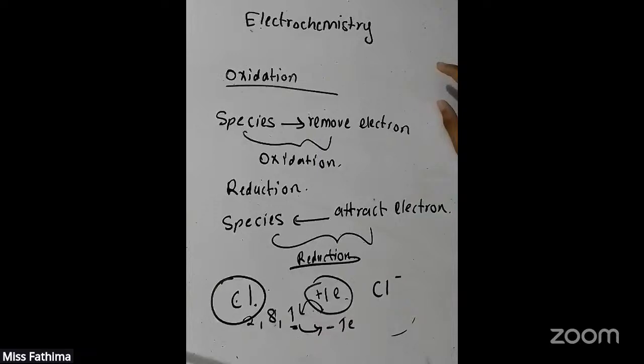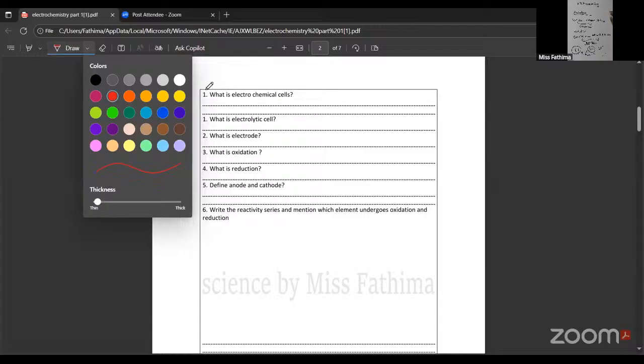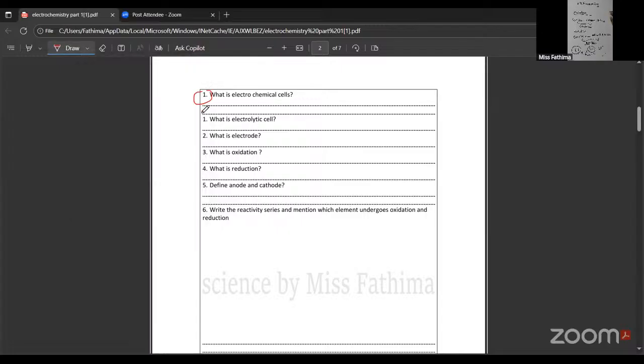Right. Now let me share the tute for y'all. Take out the book and write the answers on your own. Do the first few questions. Do the first one, second one, third, fourth. Do till the fifth one.